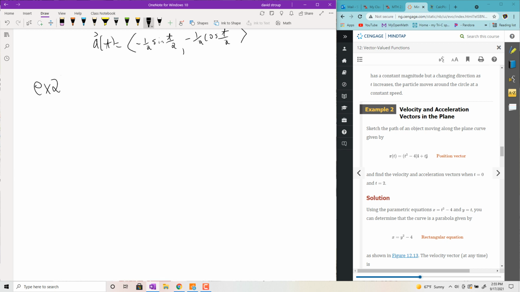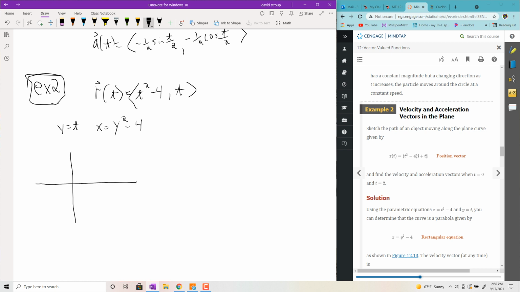Example 2, again, we're in the plane still. Sketch the path of the object moving. Okay, so I got to sketch this thing. t squared minus 4, comma, t. Okay, so y is equal to t this time. That means x is equal to y squared minus 4. So it's a sideways facing parabola.